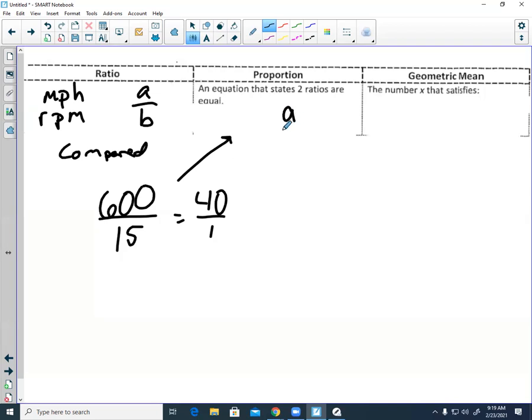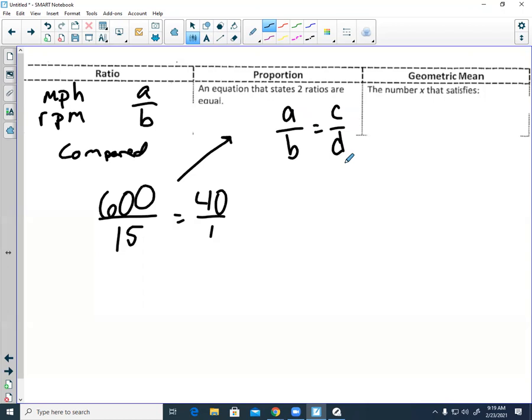If we use general terms, we would say something like this. So a proportion looks like that. You set up a fraction equal to itself. Okay, so you set up a proportion with two ratios and an equal sign. And we'll talk about how to solve that in a second.